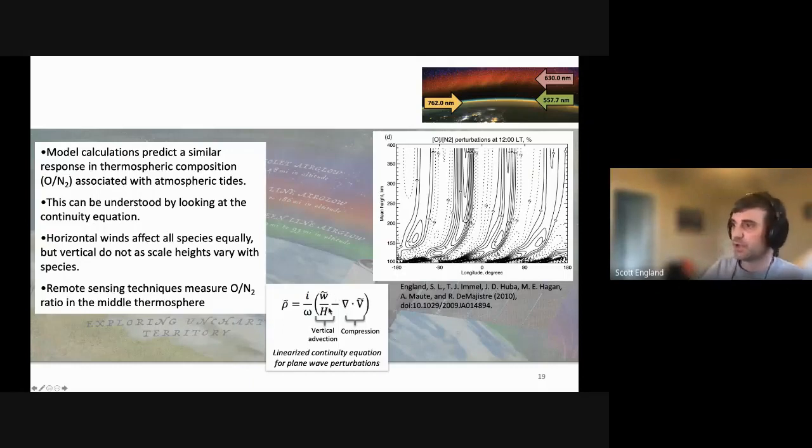But there's this vertical advection term, so it's related to the vertical wind component of the tides, and that'll affect things a little differently because each species has a different scale height, this value H here, and so that vertical wind is not equal on all species. You can see from that equation why you might intuitively expect a large-scale wave that has some vertical wind associated with it to create a variation in the composition in this region. Not terribly strong, but still.